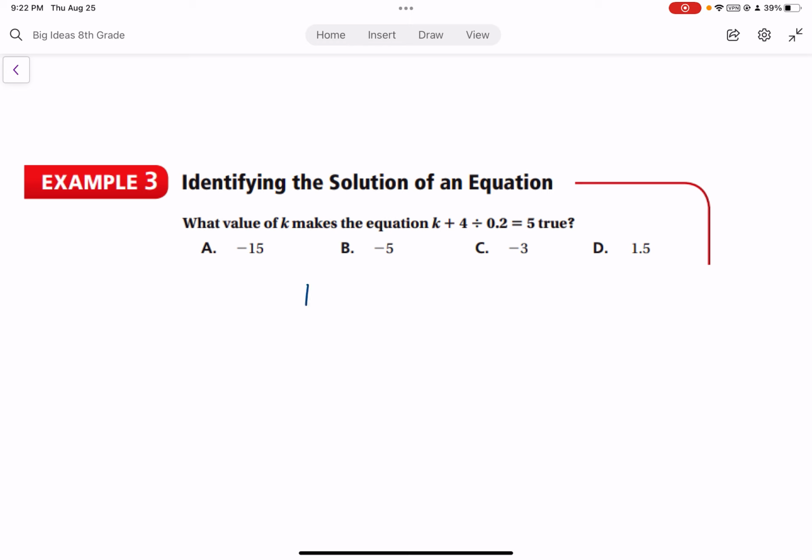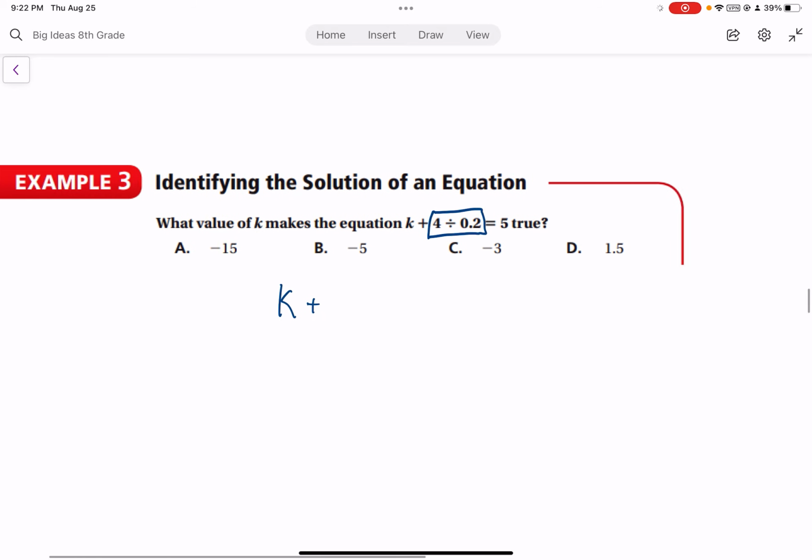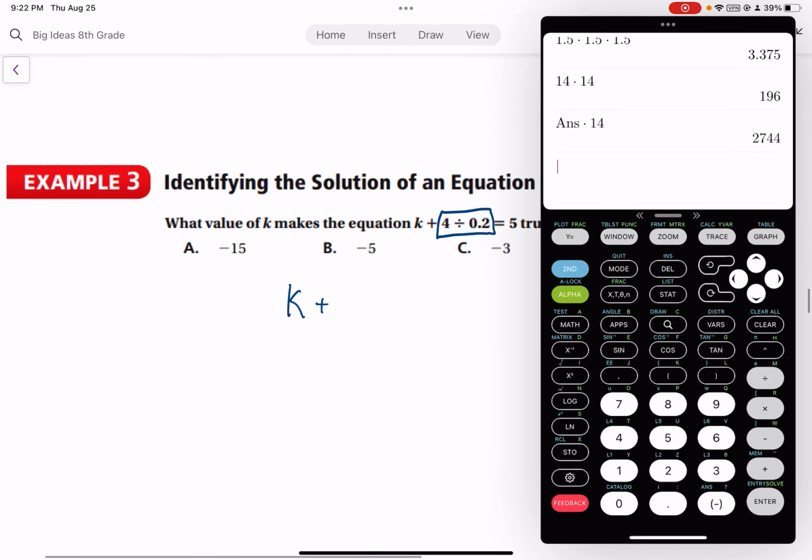So we're going to take k plus, now our order of operations says we have to do parentheses, then exponents, then multiplication and division all before addition and subtraction. So we're going to divide this out first. I'm going to take 4 divided by 0.2 and get 20. So k plus 20 equals 5.